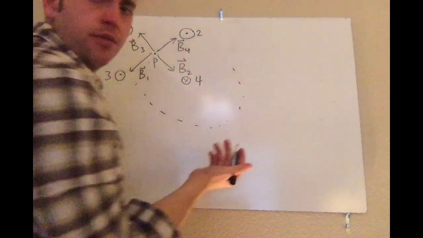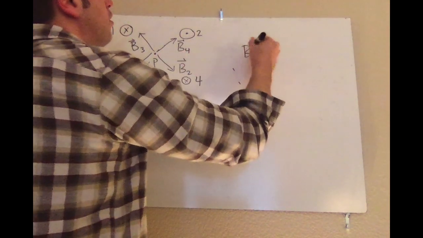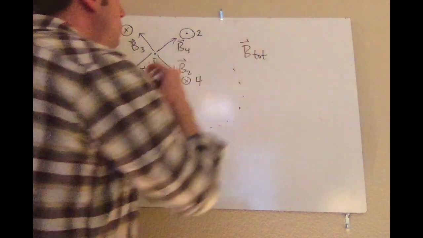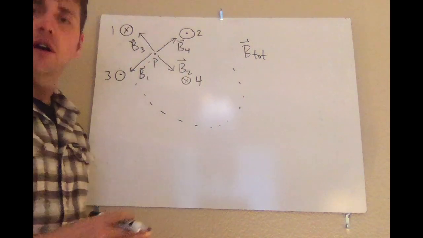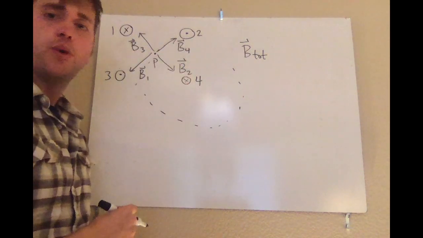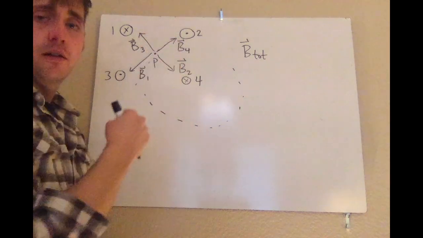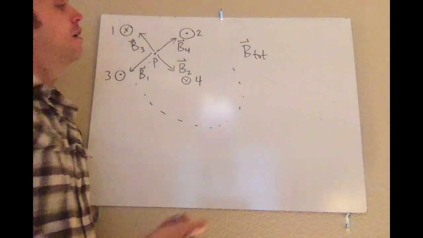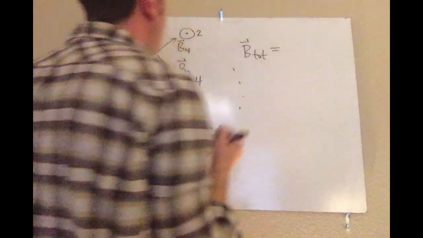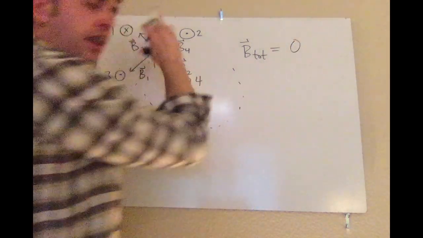So I haven't drawn everything to scale, but hopefully you can see that all of these magnetic fields are equally strong because we have the same amount of current in each wire and I'm the same distance away from each wire at this point. That means the total magnetic field is going to be 0. They all cancel out.